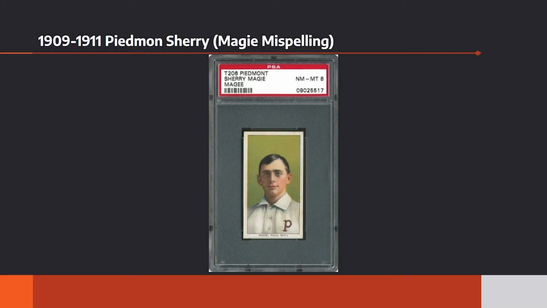The next one, this is a misspelling. So this is Piedmont Sherry McGee. But if you look at the card, McGee is supposed to be M-A-G-E-E, but they spelt it M-A-G-I-E. So this is a very old card. This is from about 110 years ago, and they printed it for about 2 years.